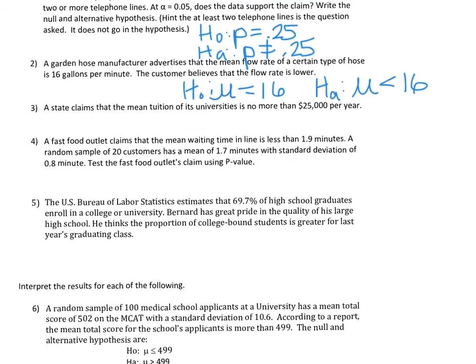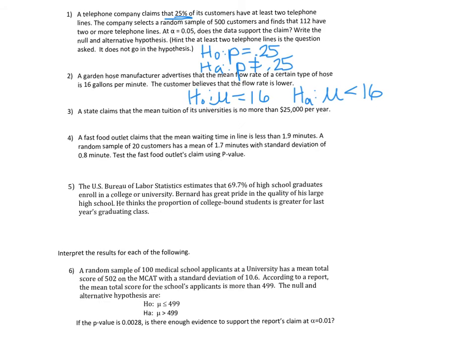Number 3, a state claims that the mean tuition of its universities is no more than. So no more than is, if you say you have no more than $5, it means you have $5 or less. So that's going to be less than or equal to. So your mean is less than or equal to 25,000. And since that has the equal to on it, it's going to be H0. Then HA is going to be the mean is greater than 25,000. Opposite sign without an equal sign.